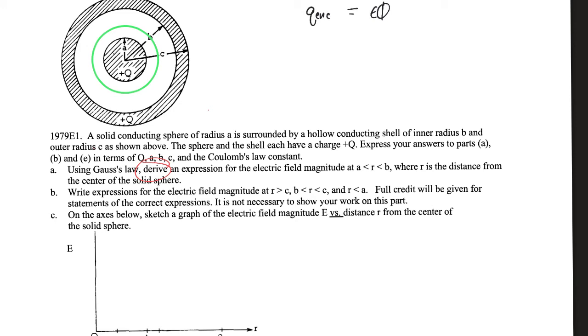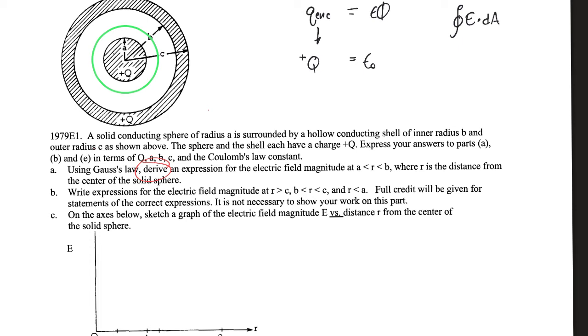Q enclosed is pretty easy. Looks to be positive Q, right? My surface encloses just the charged sphere, and the charged sphere has positive Q on it. Now, flux, a little more work. So let's do that over here. Flux is E dot dA.